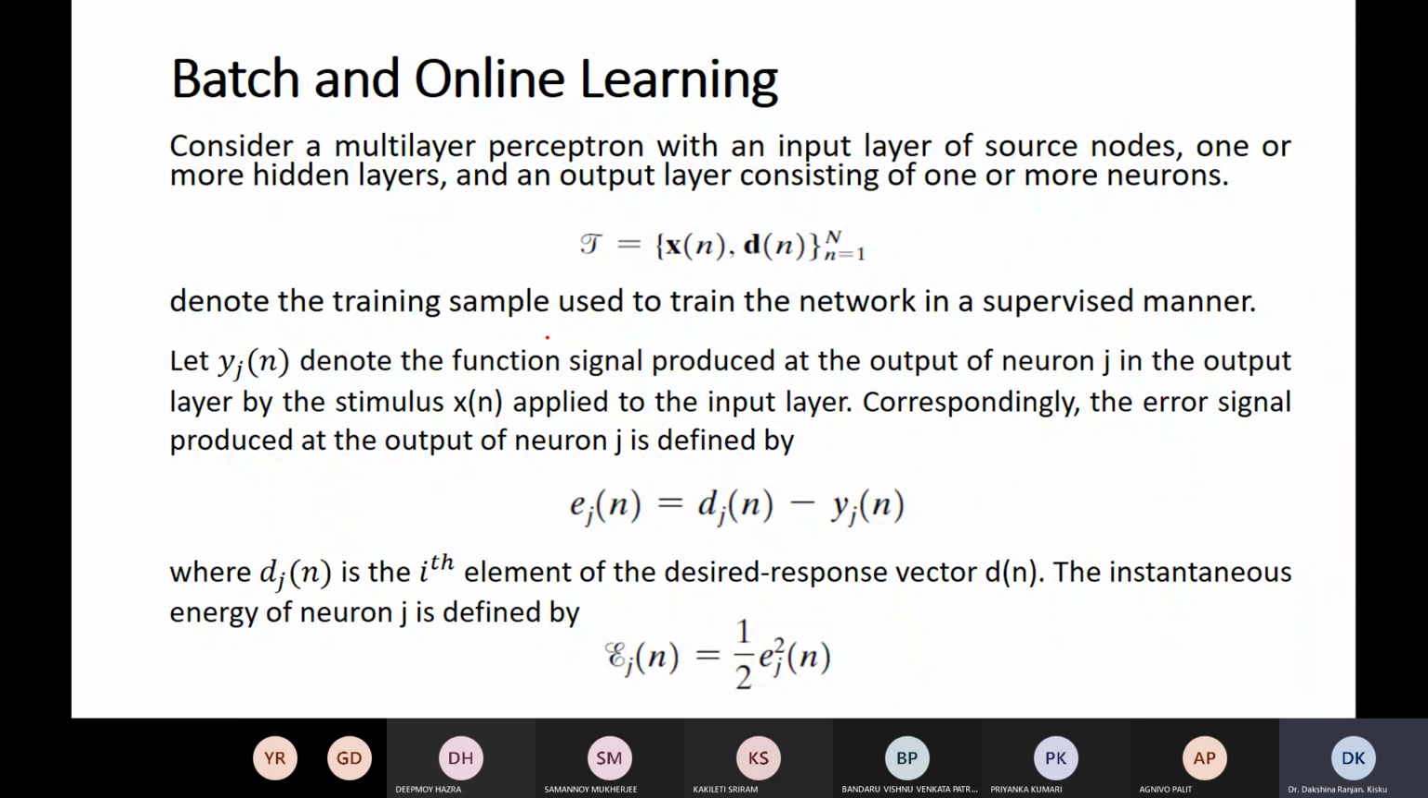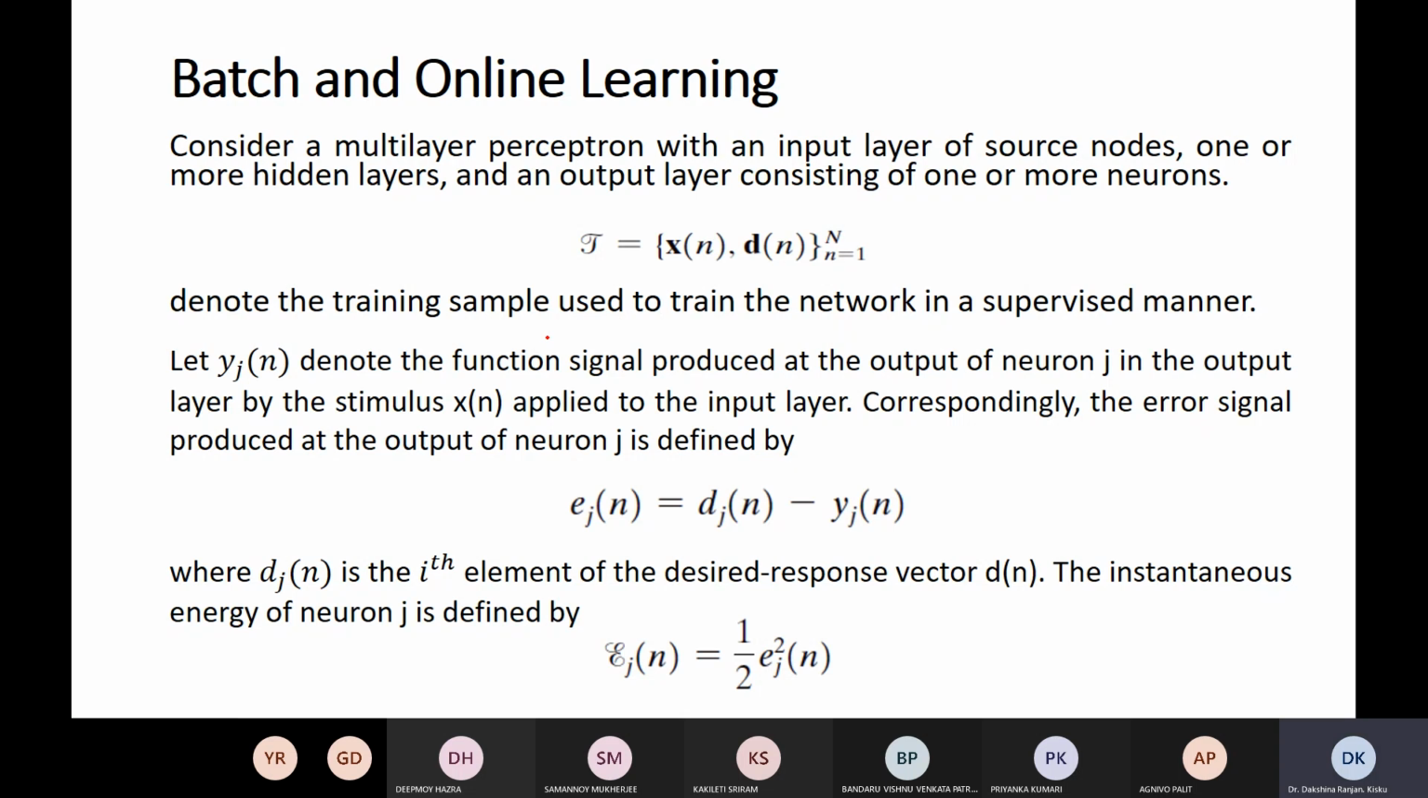Now in this regard, we need to know how the learning is performed. Okay. So if we consider learning in a multilayer perceptron, then we can have two different learning algorithms. The first one is called the batch learning strategy, and the other is called the online learning strategy. Now let us consider a multilayer perceptron with an input layer of source nodes, one or more hidden layers, and an output layer consisting of one or more neurons.